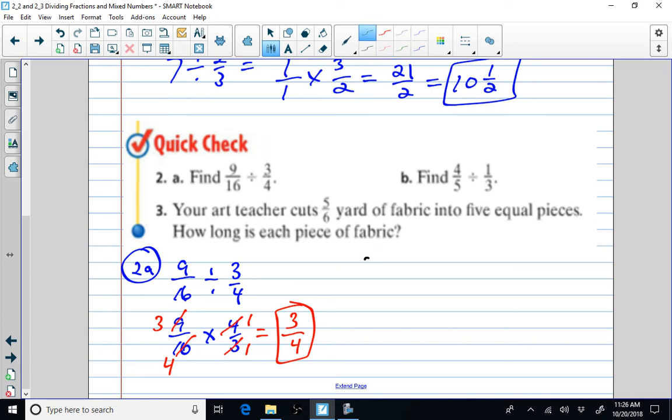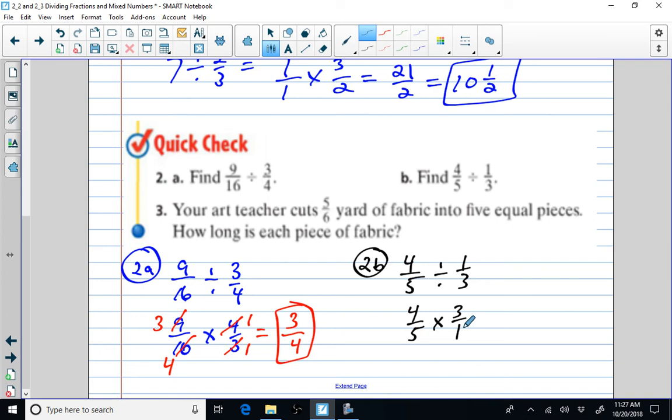Let's try 2B. That is 4/5 divided by 1/3. I want to multiply by the reciprocal, so this becomes 4/5 times 3 over 1. And be careful. Right, I often see students make the mistake of changing that first fraction. We never change that first fraction. That first fraction stays the same. Right, we don't use the reciprocal of the first fraction. We only use the reciprocal of that second fraction.